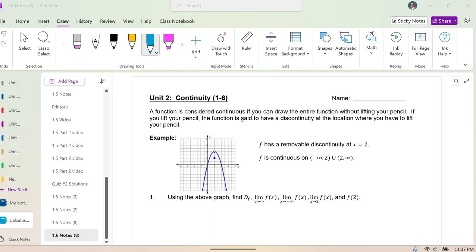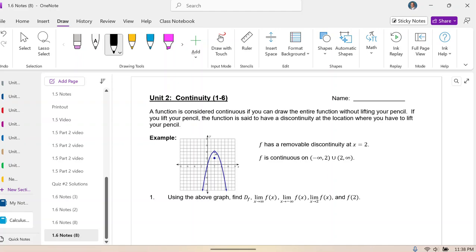So a function, remember, is continuous if you can draw the entire function without lifting your pencil. Notice here, if I draw this function, when I get to this hole here, I have to pick it up. This is the dot, and then go to the other side. So that means that it is not continuous at x equals 2. So the interval of continuity is from negative infinity to 2, union 2 to infinity.